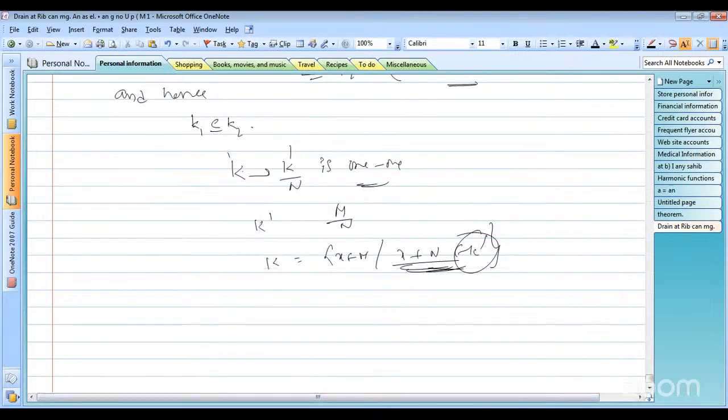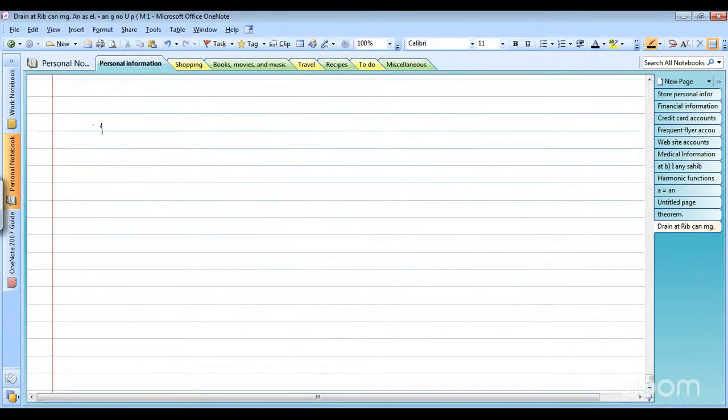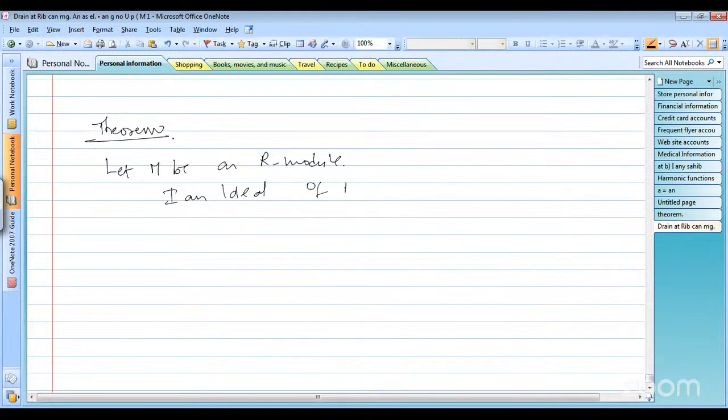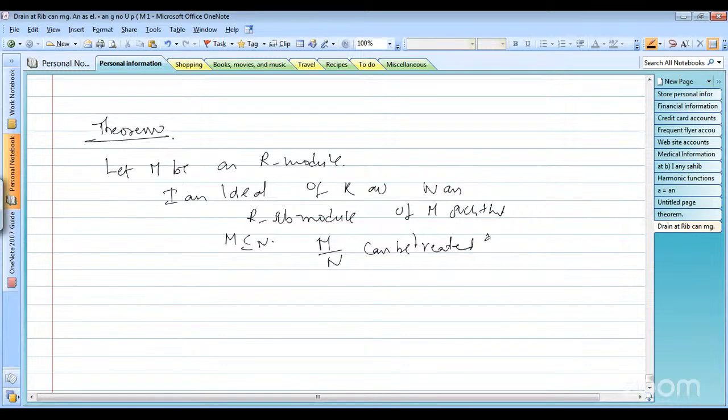So there is another theorem we have to learn here. Let M be a module and let N be a normal submodule, an ideal of R, and N a submodule of M. Then M by N can be considered as an R by I module by defining the scalar multiplication (a plus I) times (x plus N). So this is the expression I'm taking here.